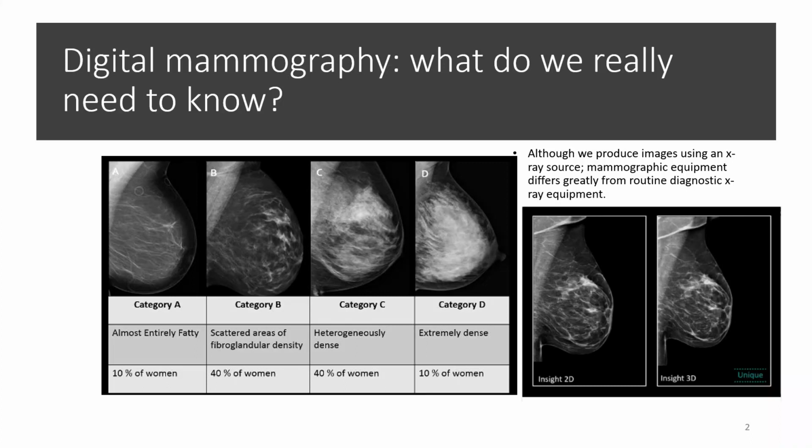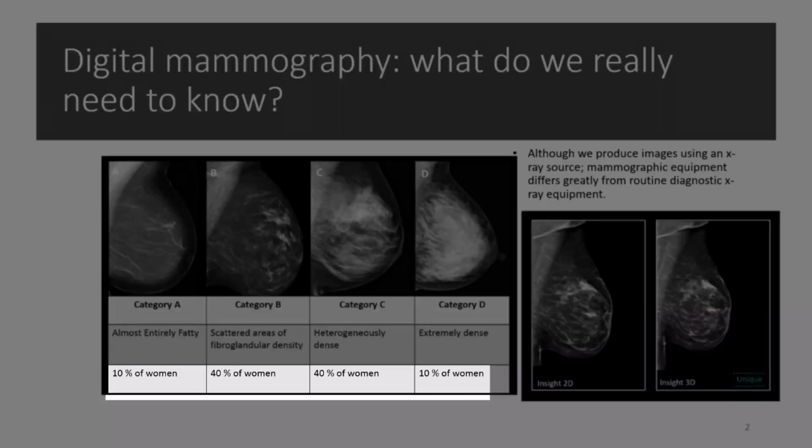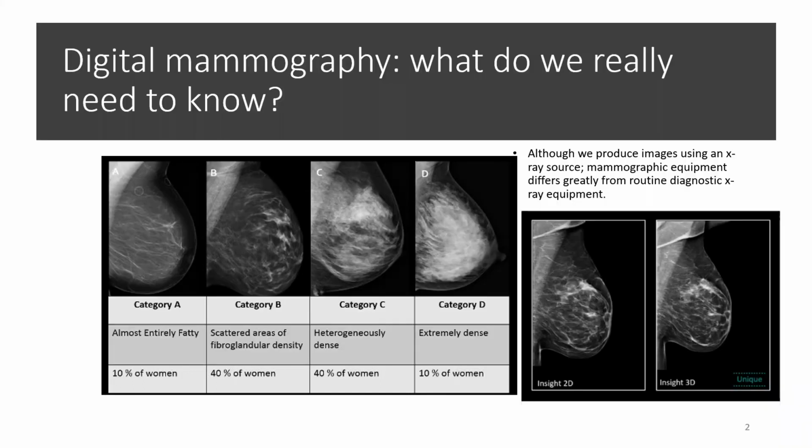Here we can see a categorization of the breast tissue, from 10% of the women having an almost entirely fatty breast, to 40% of the women having scattered areas of density, while 40% more of the women have very dense breasts and about 10% extremely dense breast tissue.